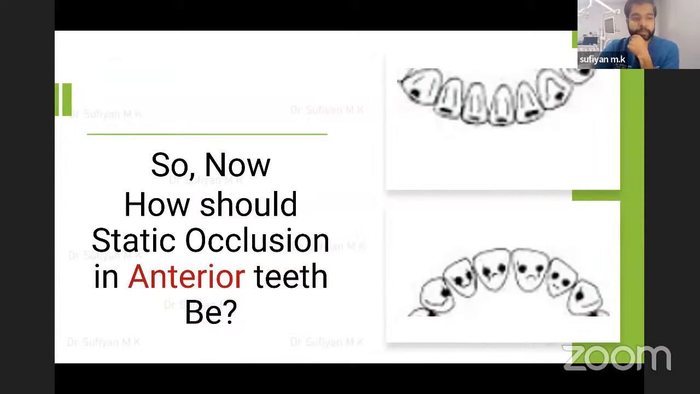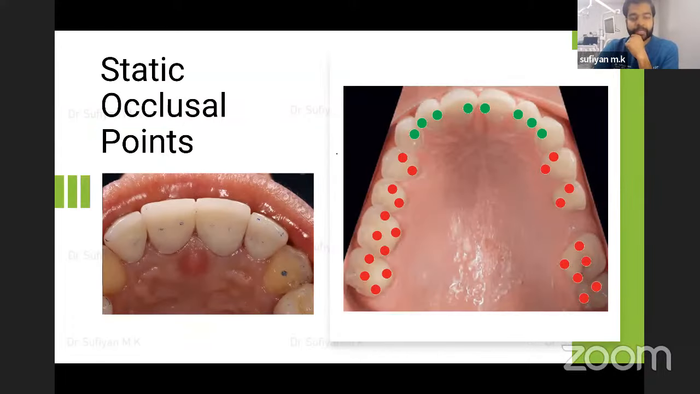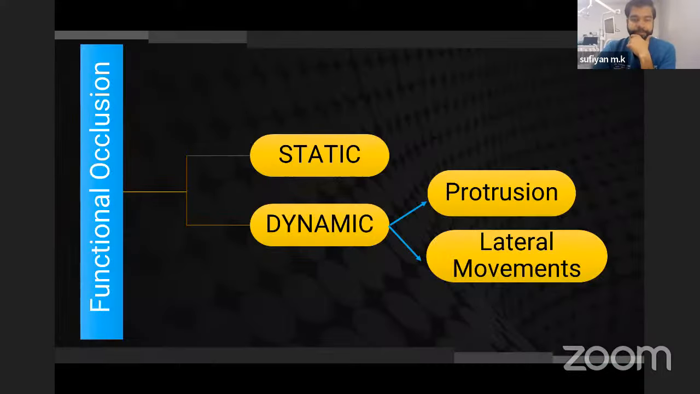So how should static occlusal points in the anterior teeth be? Not just the posteriors, the maximum intercuspation in the anterior also. After giving a crown or a bridge, you will first take articulating paper and ask the patient to bite. That is, you are recording the static occlusal points. You should have this kind of occlusal points, right? In the anterior, mesial marginal ridges of the centrals, distal marginal ridge in the laterals, and in the canine groove, right? That's about the static occlusal points in the anterior and the posterior.